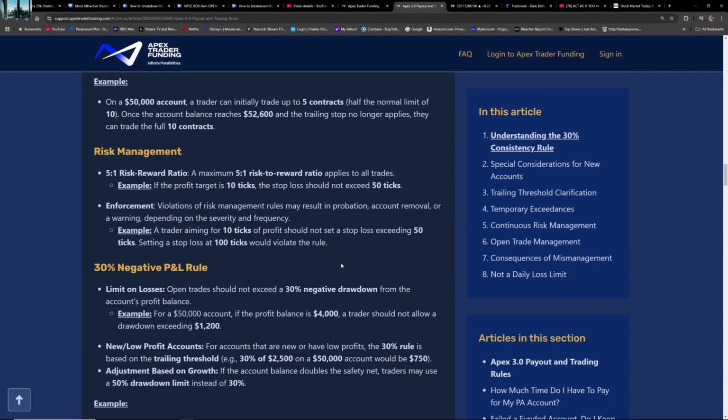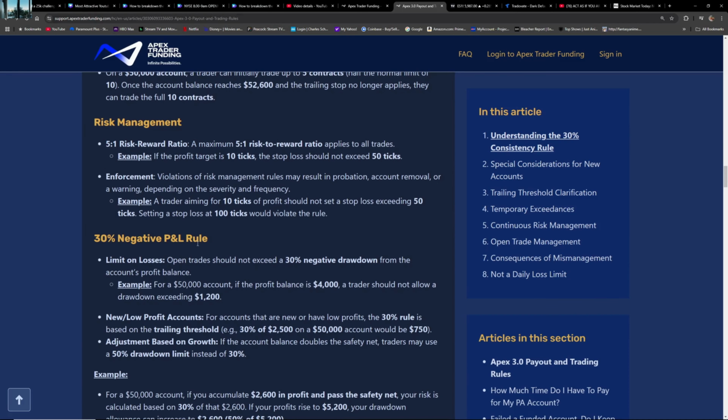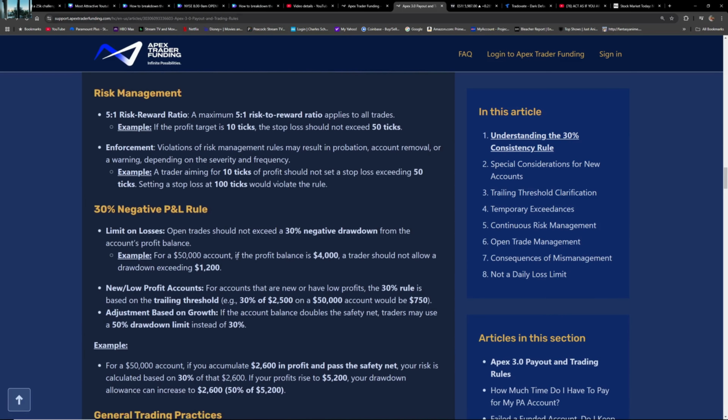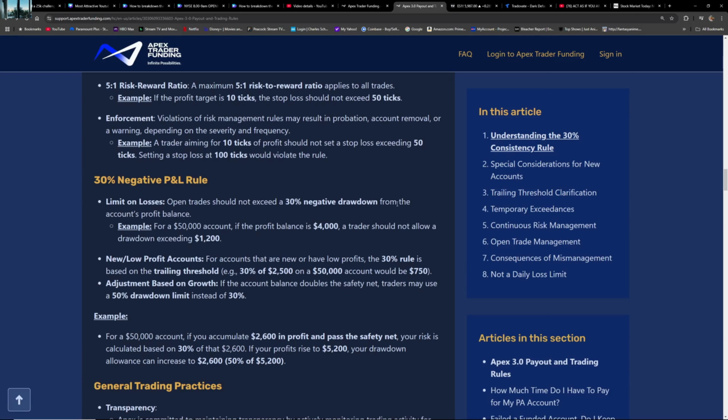And if I'm going down, I don't have to allow it to hit my stop loss. I can pull out at any single moment. And then a 30% negative P&L. Now this is a very tricky one, but I'm gonna read this verbatim because I want you to understand this. Let me see how much time I got. I got 4 minutes. Limit on losses. Open trades not to exceed 30% negative drawdown from the account's profit balance. So for instance, for a $50,000 account, if the profit balance is $4,000, a trader should not allow a drawdown exceeding $1,200.